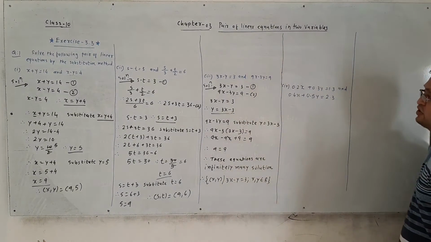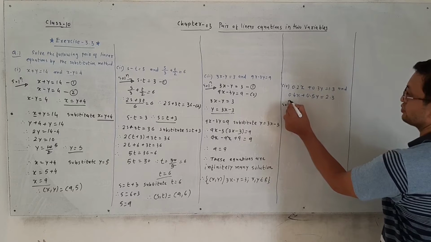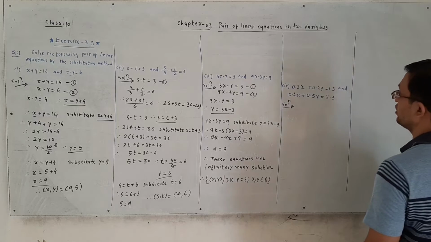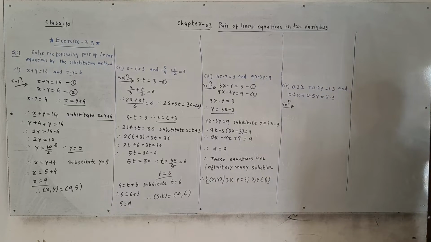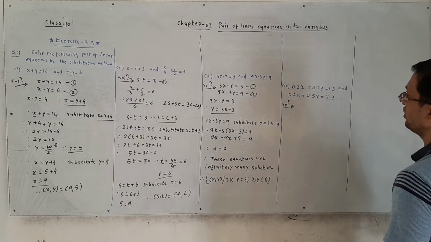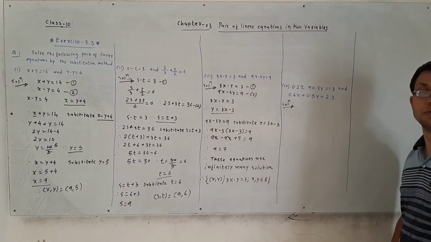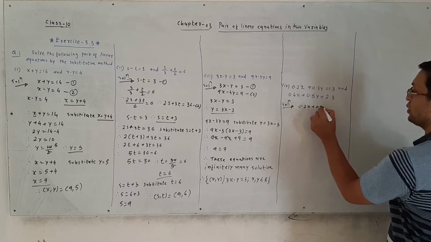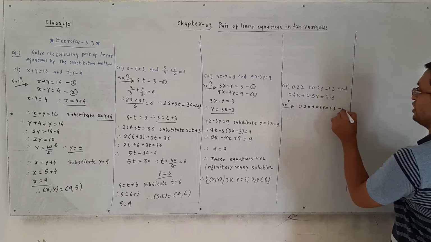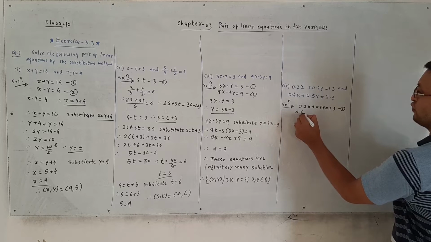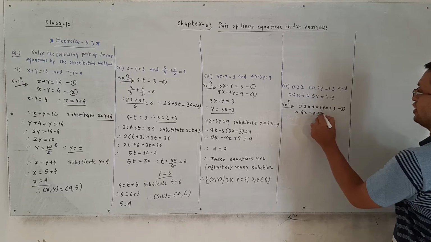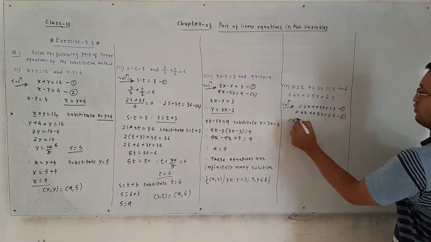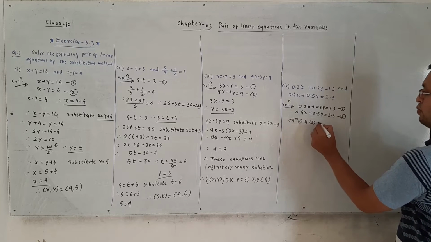Okay. Question number 4. Solution. 0.2x plus 0.3y is equal to 1.3, and 0.4x plus 0.5y is equal to 2.3. Both equations we multiply by 10. 0.2x plus 0.3y is equal to 1.3, equation 1, and 0.4x plus 0.5y is equal to 2.3, equation 2.